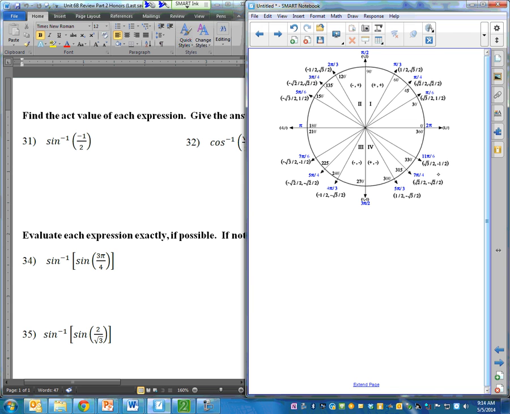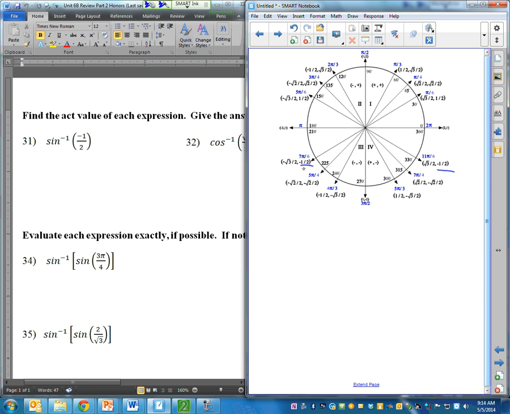So right here and right here. Now this is 7 pi 6 and this is 11 pi 6. The only problem is we're using degrees here, so this is 330 and 210. Neither of those values are in the domain of my sine function. Inverse sine function is between negative 90 and 90.